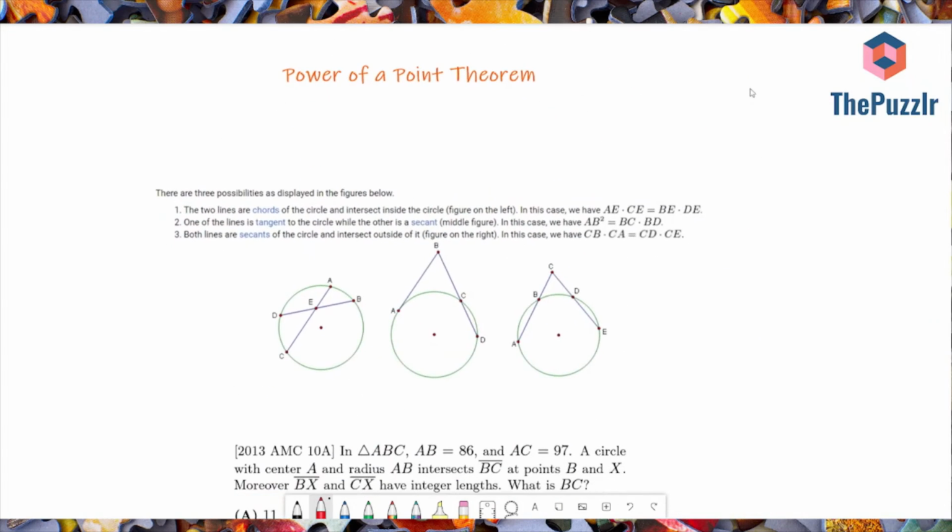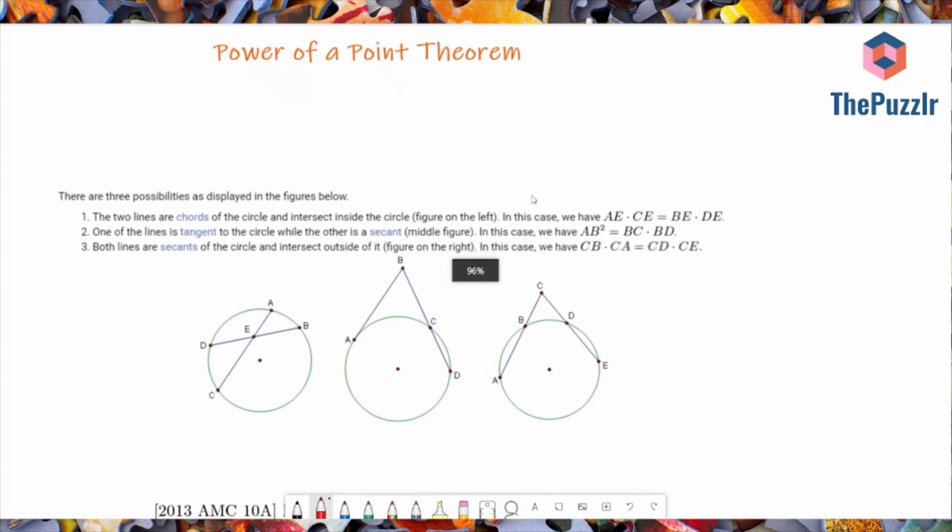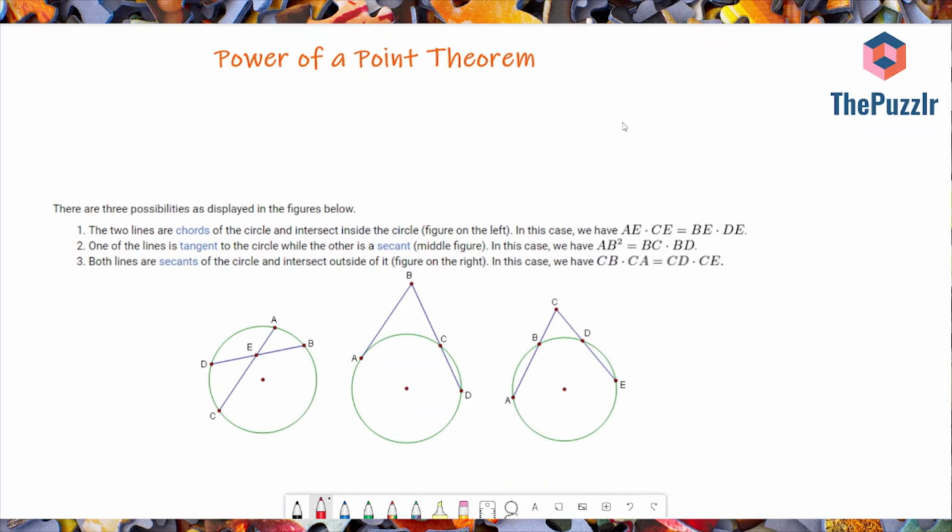Okay, power of a point theorems. So there's basically three possibilities when you have power of a point theorems. The first possibility is that the two lines are chords of the circle and they intersect inside the circle. So for example, like this right here. In this case, we have that AE times CE is equal to BE times DE.